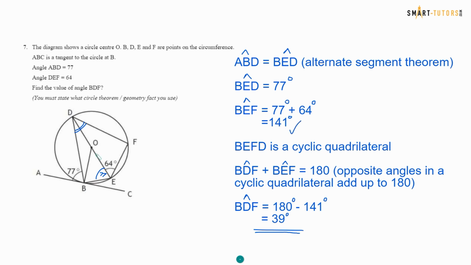So BEFD is a cyclic quadrilateral. So BDF plus BEF add up together to 180. Take away the 141 from 180 and that will give the BDF. So BDF equals 180 minus 141, which is 39. So that is the answer for question number 7.